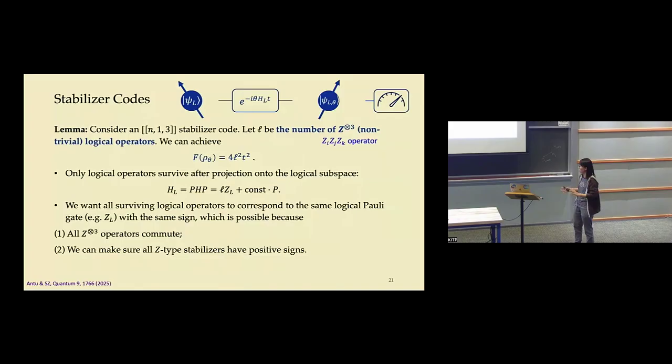And also we can easily make sure they have the same sign, because we can just make sure all Z type stabilizers have the positive sign. And in that case, the logical Hamiltonian in the logical space is going to be just L times Z_L. So we can just use the single qubit estimation result, which gives us the Fisher information equal to 4 times L squared times T squared. So everything just boils down to counting how many Z3 logical operators exist in our stabilizer code to determine whether it is going to be useful for the three-body Hamiltonian estimation.